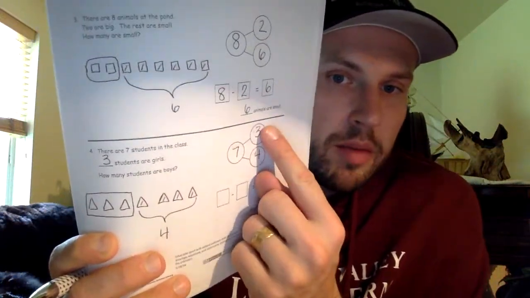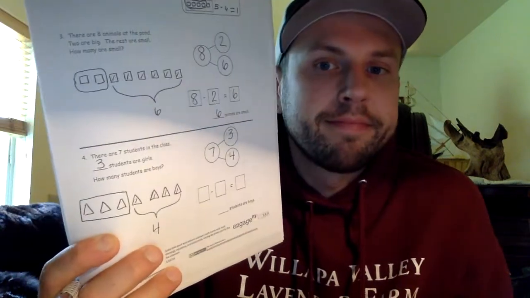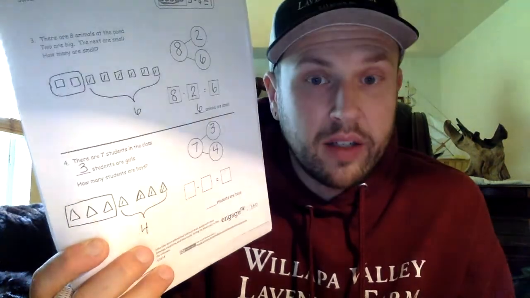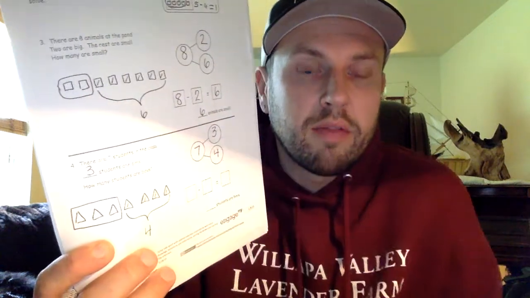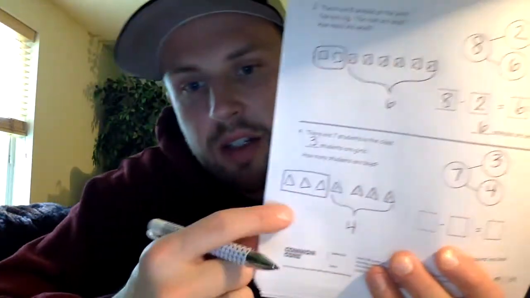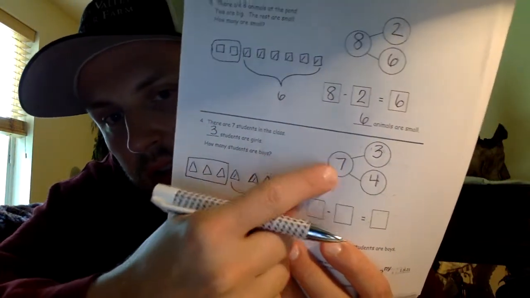So over here in your number bond, 3 and 4. 3 plus 4, does that make 7? If you're not sure, double check. That's how you know that you have the correct combination of numbers here. Okay, and then down here, you're going to fill in, write the whole.